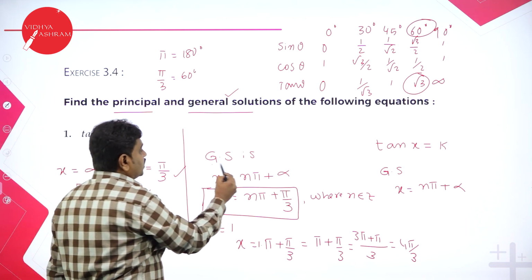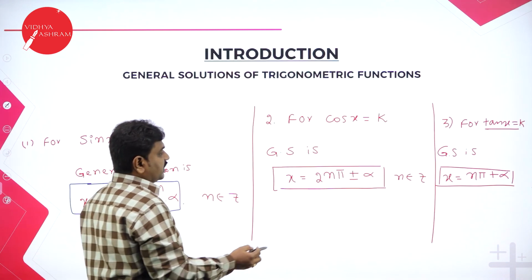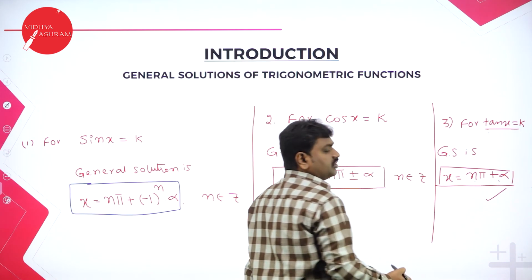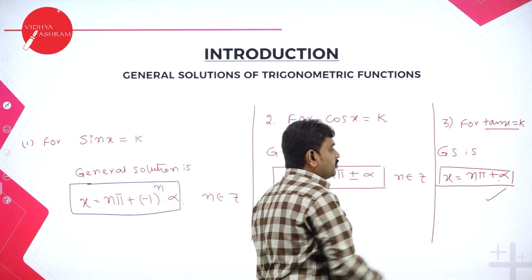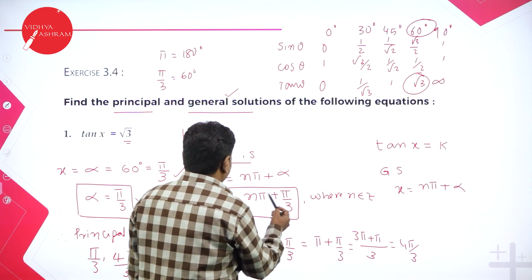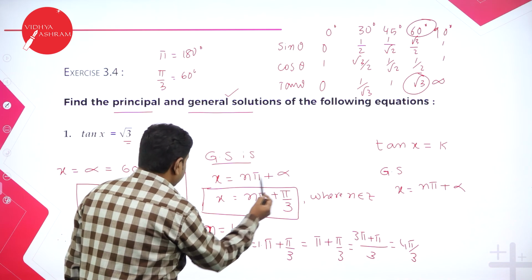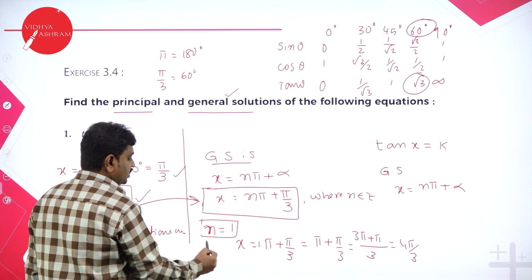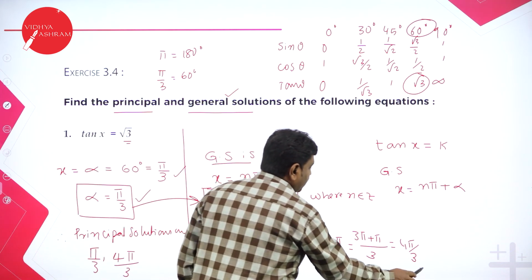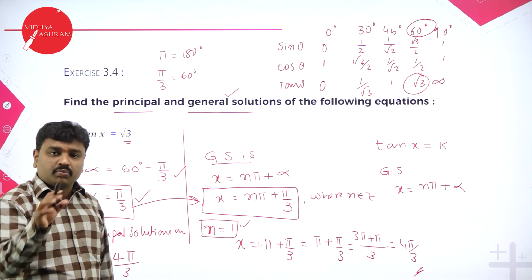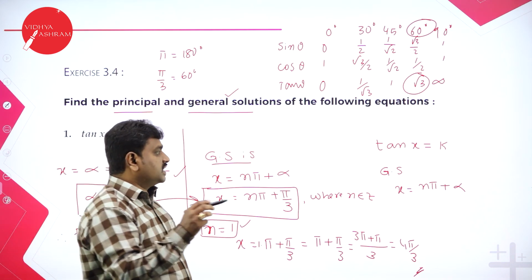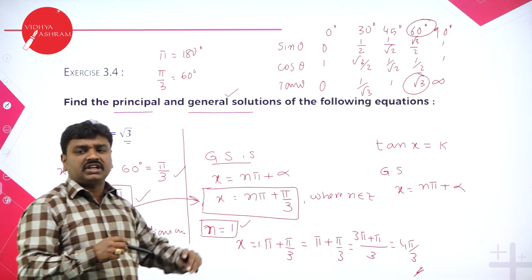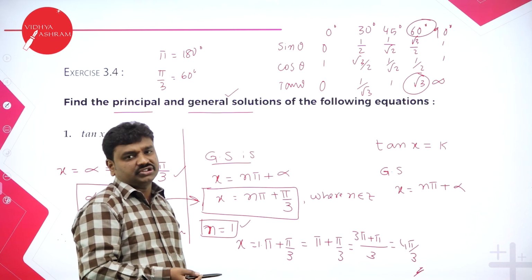Then the general solution. I told you in the beginning, when I started the class, the general solution for tan x is equal to k is x is equal to n pi plus alpha. So I am using that. Now I'll write the general solution: x is equal to n pi plus alpha. In the place of alpha, put this value. In the place of n, you substitute integer 1, and you'll get one more solution, that is 4 pi by 3. Pi by 3 and 4 pi by 3 both lie within 360 degrees. We call them principal solutions. Then we'll have infinite solutions, since we have so many integers. You can go on substituting integers to get many solutions.